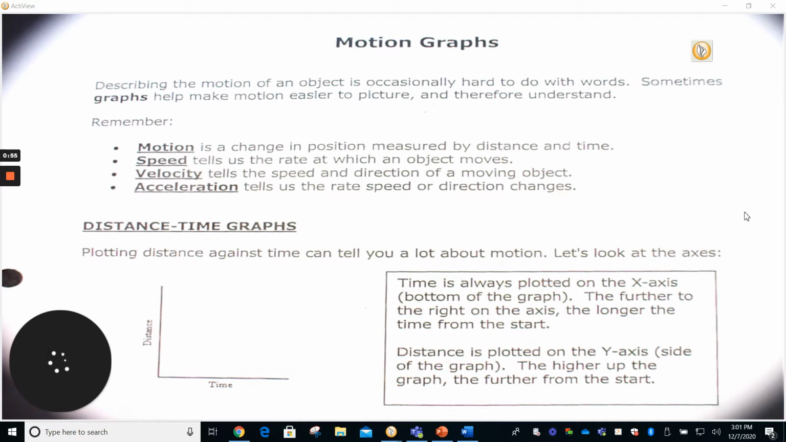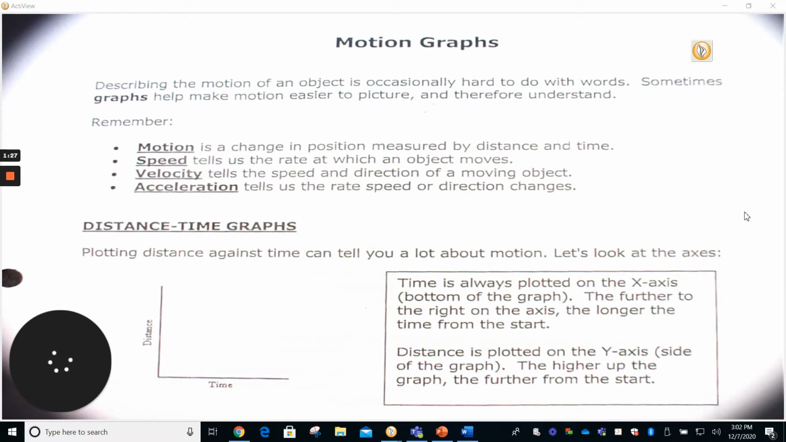So there's a couple things to remember. Motion is a change in position measured by distance and time. Speed tells us the rate at which an object moves. Velocity tells us the speed and direction of a moving object. And acceleration tells us the rate at which speed or direction changes. Okay? So distance time graphs. When we plot a distance against time, you can tell a lot about the motion.